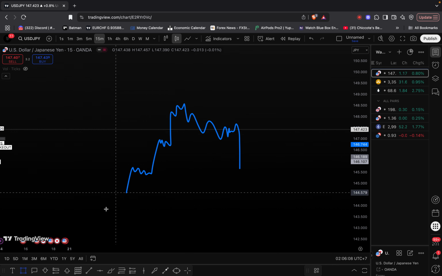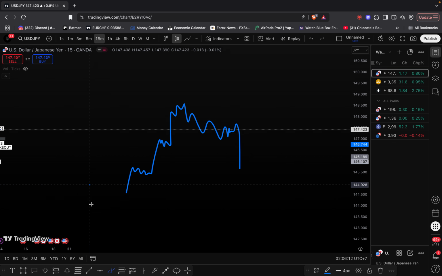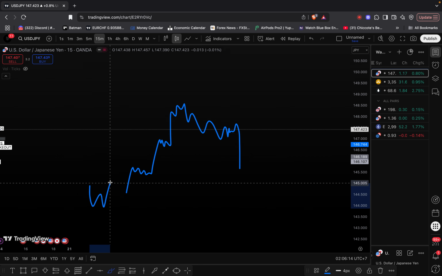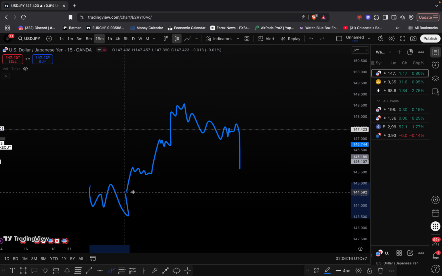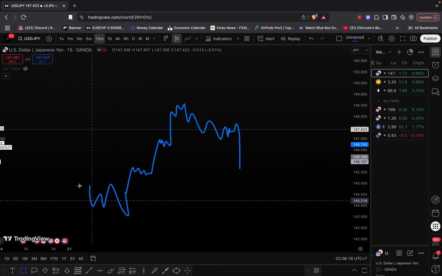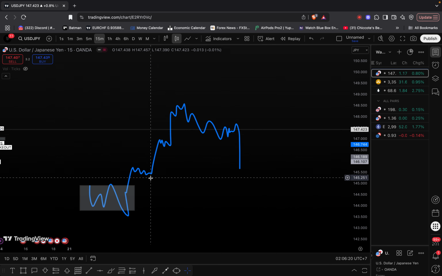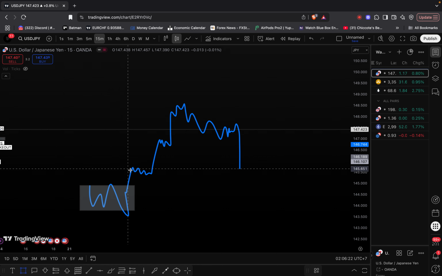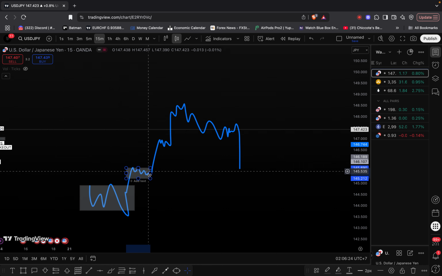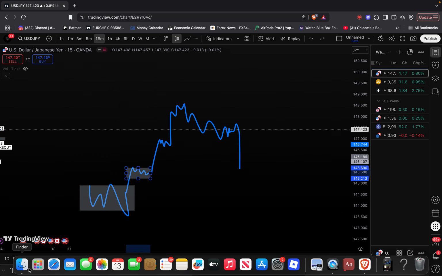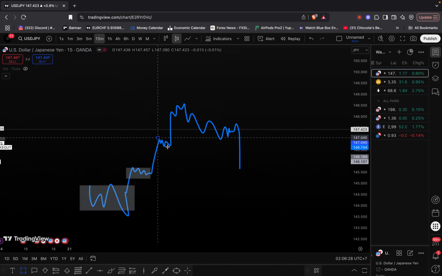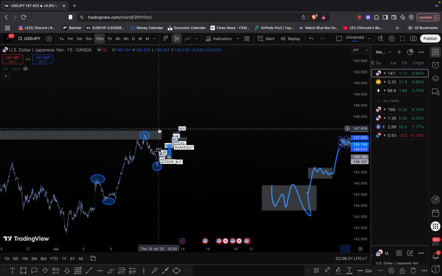We have accumulation, then reaccumulation. I didn't draw accumulation here, but accumulation looks like this. Accumulation, reaccumulation, markup, reaccumulation, markup, reaccumulation, right? And that's what basically happened here.